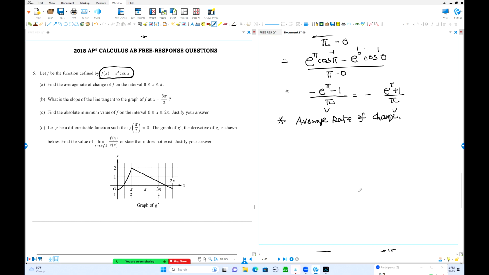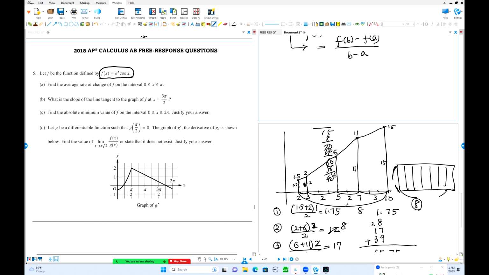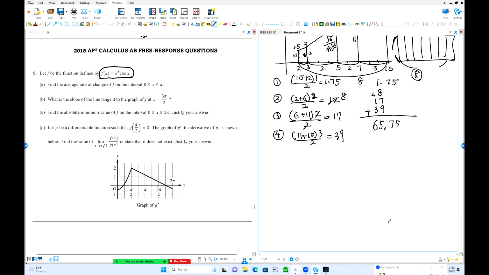Average rate of change, what is it? The slope of the secant between 2 points. We did this already. If this is f of a and this is f of b, then f of b minus f of a, y2 minus y1 over b minus a, right? That is the average rate of change, the slope of this line.